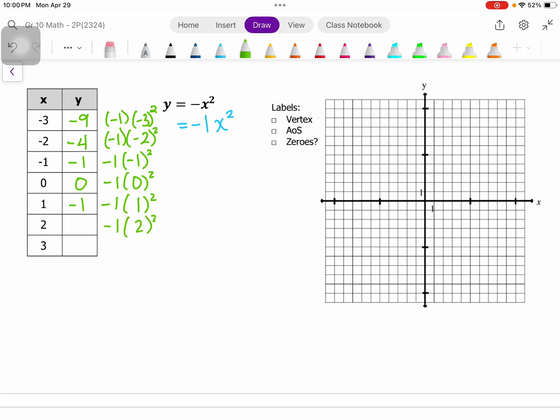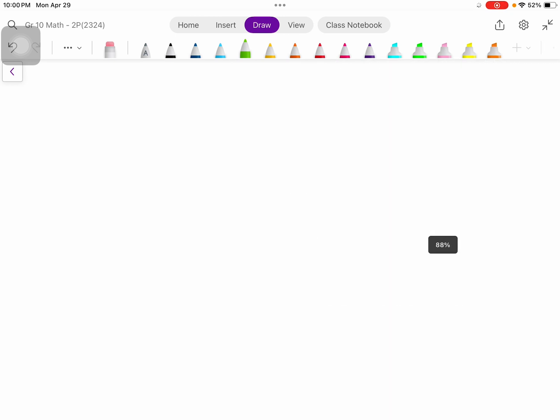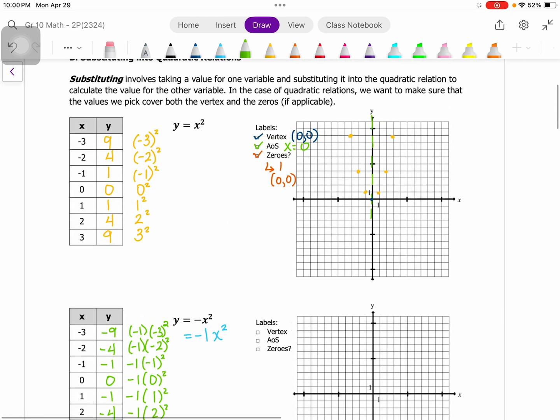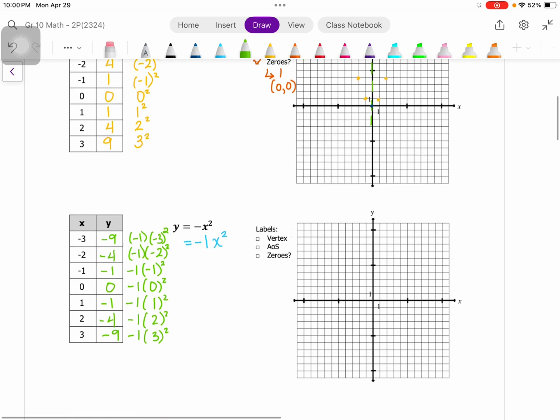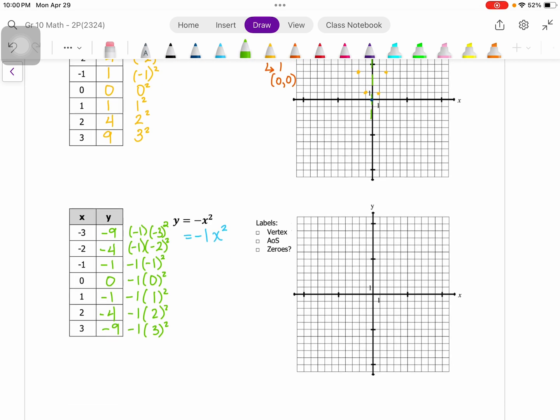2 squared is 4, and then times -1 is -4. And 3 squared is 9 times -1. So this one, we're going to end up with our parabola looking very similar to the first one, only instead of positive y values, they're negative.